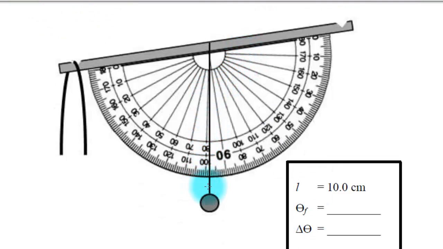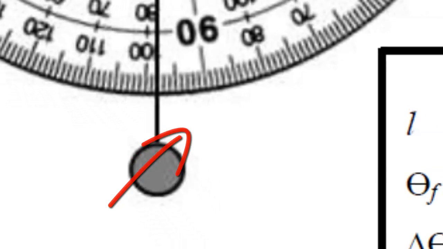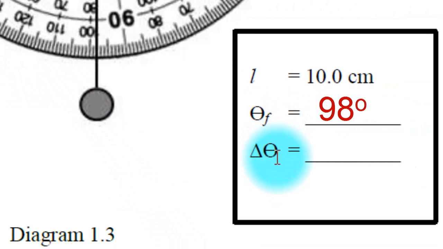So what is the reading now? Okay, 90, so obvious. Okay, we zoom in. So this is 98 degree. So you write down 98 degree. Then for your delta theta, use the formula just now: theta F minus 90. So that means 98 minus 90. So the value here should be 8 degree. Okay, don't forget to write the unit. So degree is the unit.